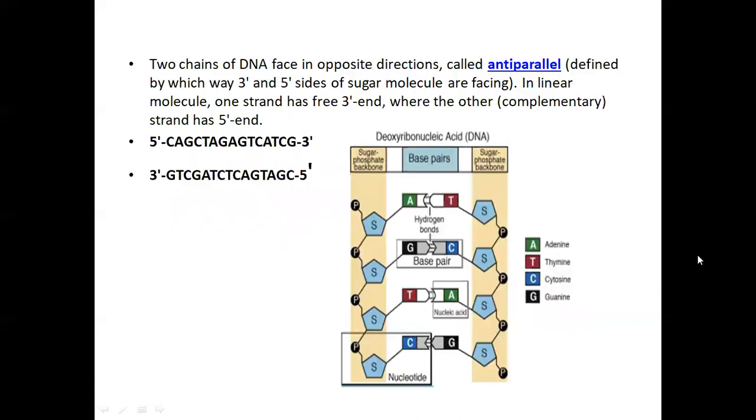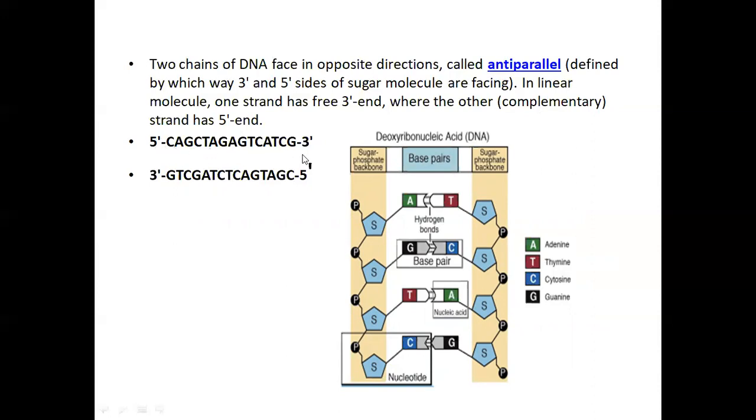Now, the two chains of DNA face in opposite directions, called anti-parallel. It is defined by which way the 3' and 5' sides of the sugar molecules are facing. In a linear molecule, one strand has a free 3' end, whereas the other strand, called the complementary strand, has a 5' end.